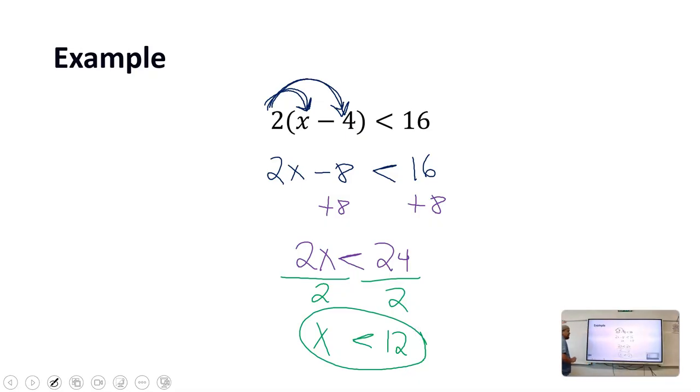Let's double check that. Let's pick a number that is less than 12. Let's pick a 10. So if I plug the 10 in right here, 10 minus 4 is 6. And then 2 times 6 is 12. Is 12 less than 16? Oops. Yes, it is. So we got a correct solution.